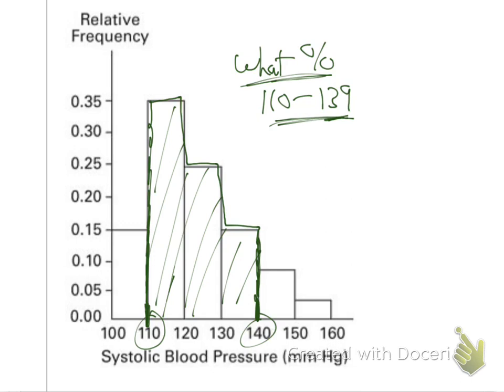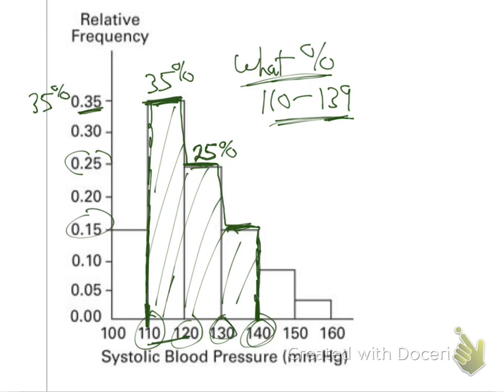So you see what these numbers over here mean? These are basically percentages. They're just decimals for the same thing as percentage, huh? So this is 35%. So 35% of the crowd has a blood pressure between 110 and 120. And this one hits at 25, right? I'll fill it in right here for you. 25% of the crowd has a blood pressure between 120 and 130. And what percent are between 130 and 140? 15 there. So then just add those three up.